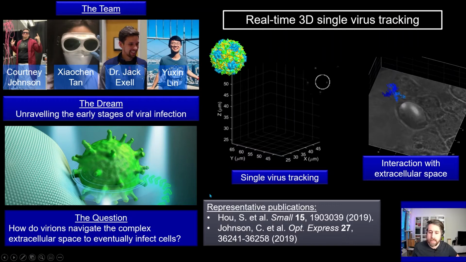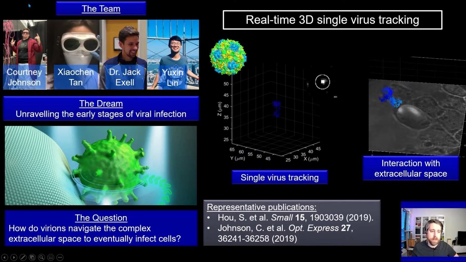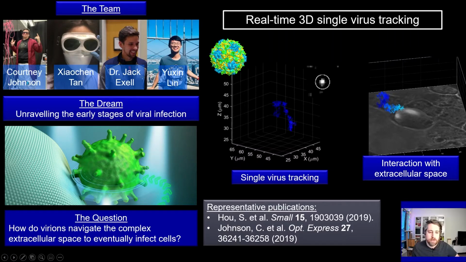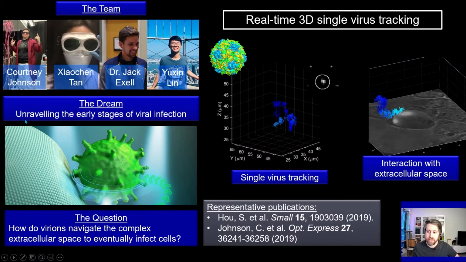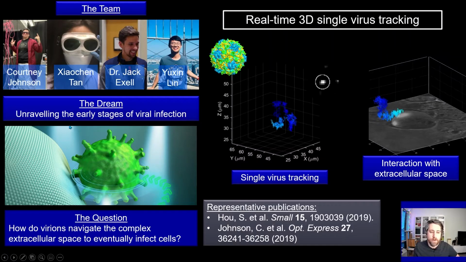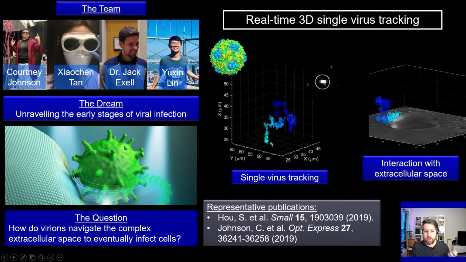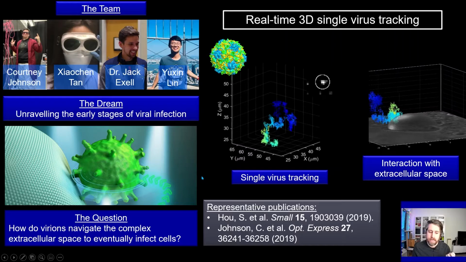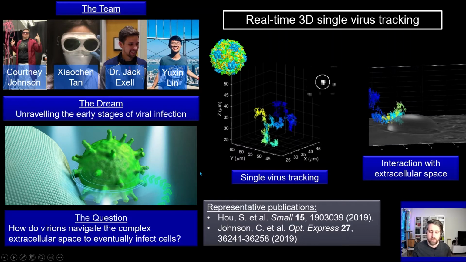So we're also expanding these types of technologies to look at viral infection. And this is an effort with the team of Courtney, Xiaochen, Jack, and Yuxin. So the idea here is, now that we can lock on to fast objects moving in 3 dimensions in complex biological systems, can we finally look at the early stages of viral infection? So these are the stages before the virus has even interacted with the cell surface. It has to go through a pretty complex extracellular space. And the question we want to get at is, how do viruses navigate this complex extracellular space to eventually infect cells?